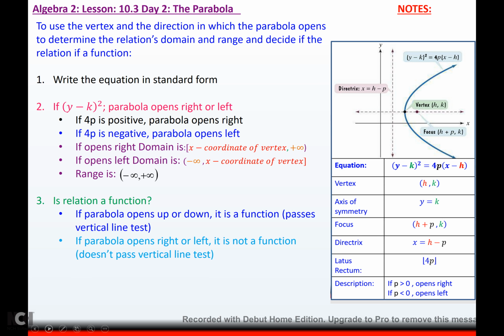Okay? Now, what about y? If y is squared, these things open sideways. So now, again, it's kind of different. If 4p is positive, it'll go right. If it's negative, it'll go left.